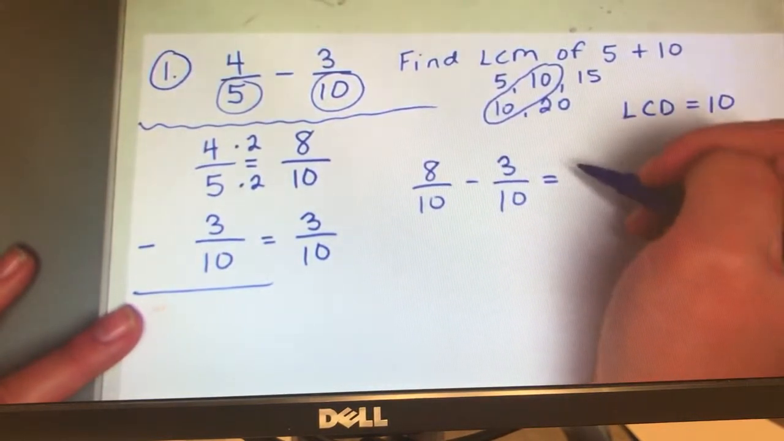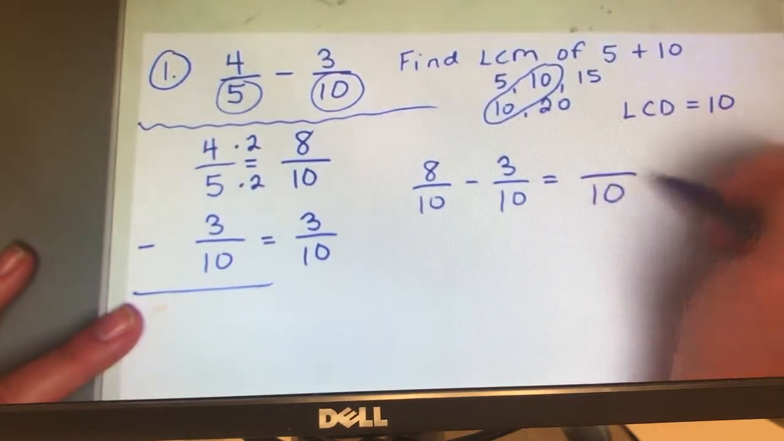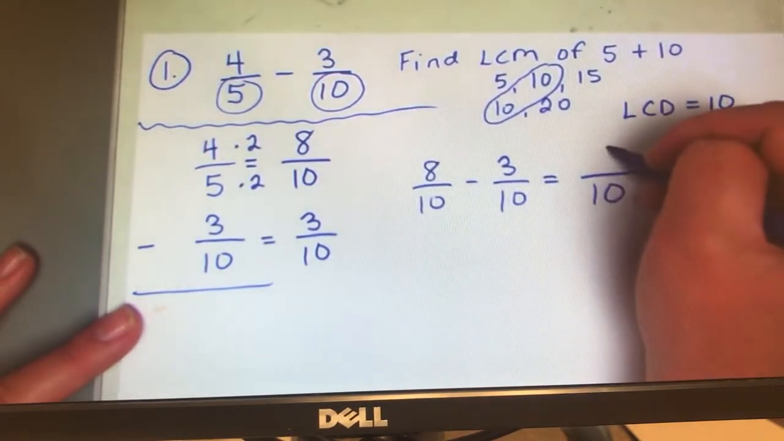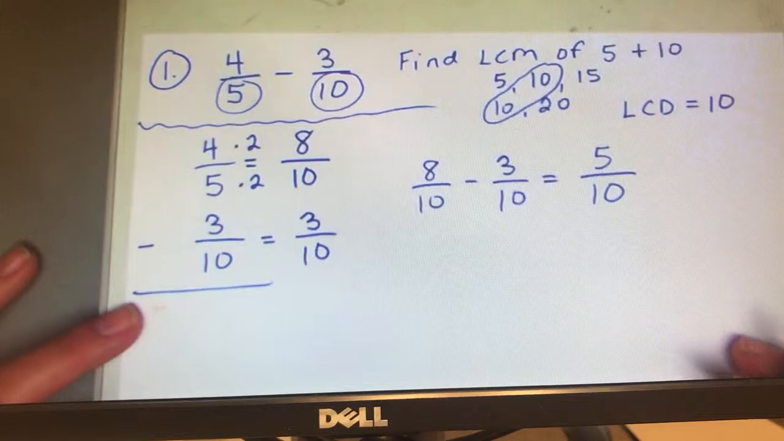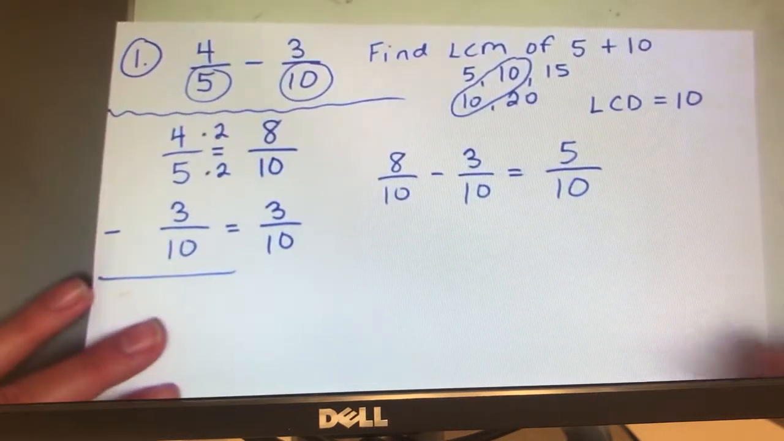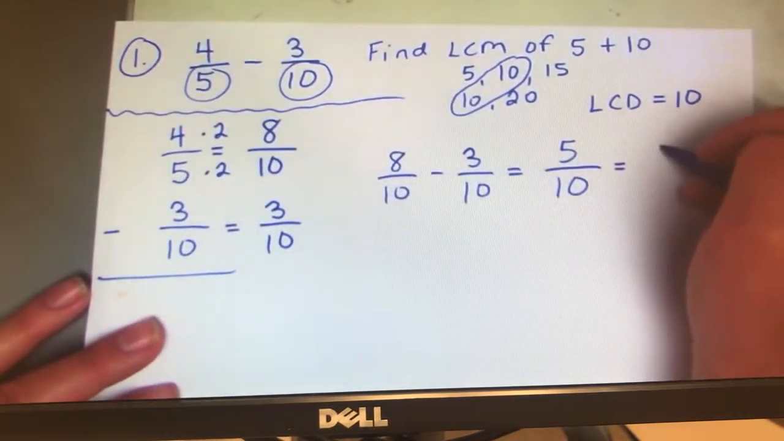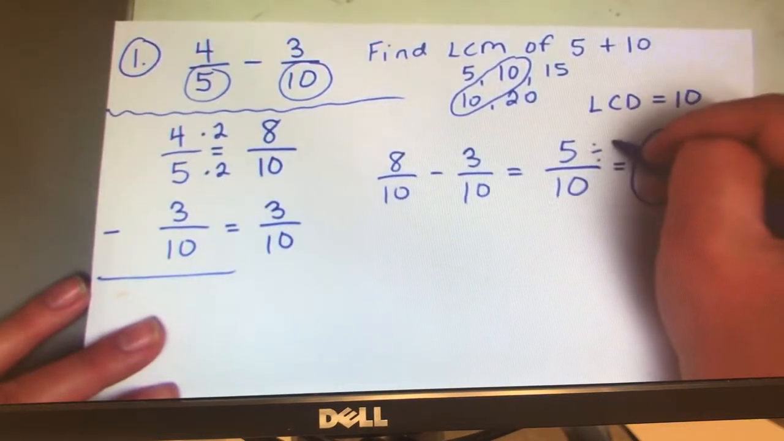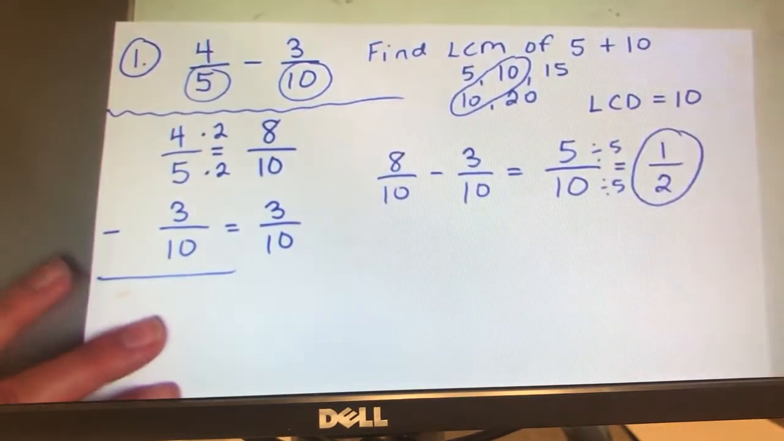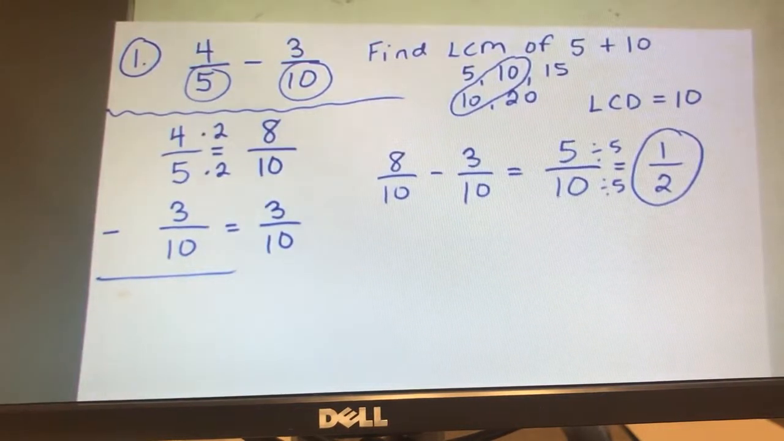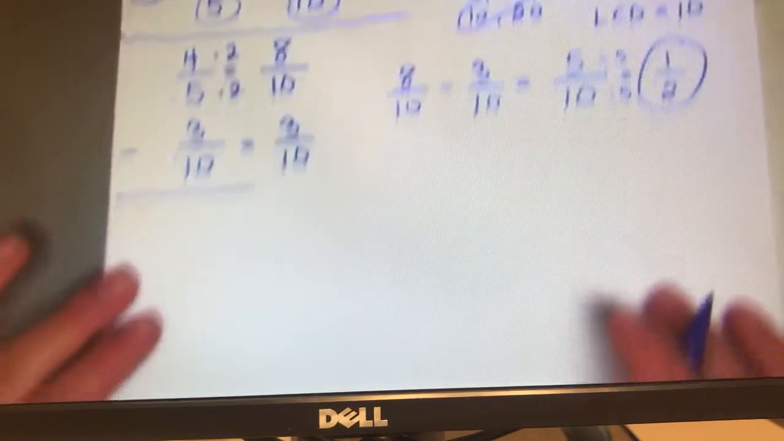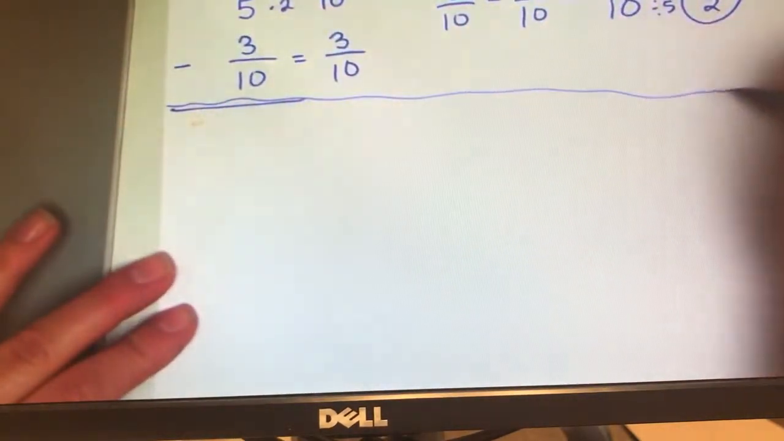Our new problem is 8/10 minus 3/10, and now that they're like, bring the 10 over, and 8 minus 3 is 5. 5/10 is the answer, but it is not in simplest form. That simplifies to half. 5 is half of 10. Or we could have divided them both by 5 and gotten half that way. But anytime you see the numerator is half of the denominator, that will always simplify to half, like 4/8, 6/12, 9/18, stuff like that. Let's do another one.